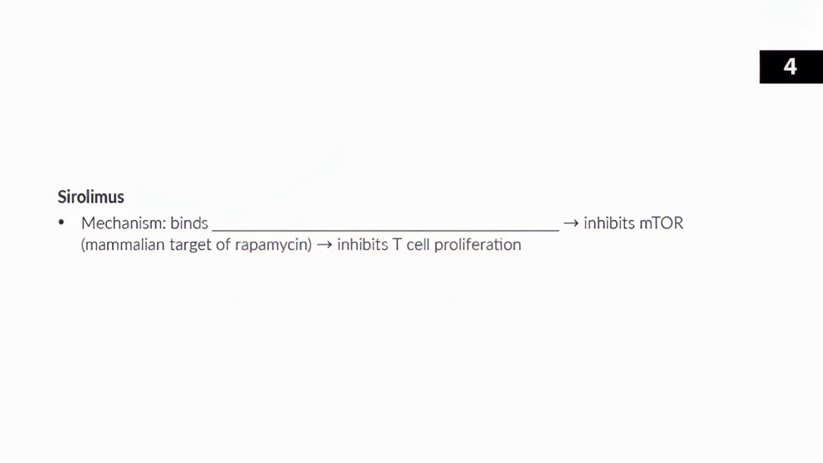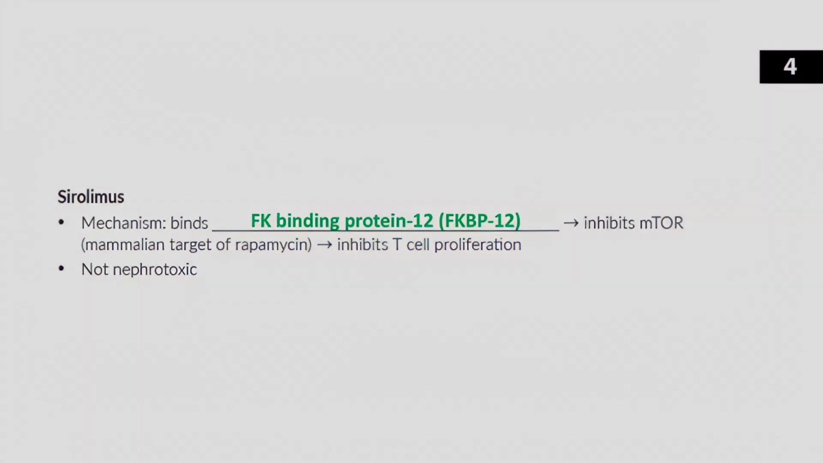Take a look at the study guide. Sirolimus binds to this intracellular protein called FKBP12, or FK binding protein 12, and that leads to inhibition of mTOR, which is the mammalian target of rapamycin. And ultimately, this leads to inhibition of T cell proliferation and response to IL-2. So instead of blocking the production of IL-2, sirolimus actually works on the T cells so that they can't respond to IL-2. And then for the side effects, the main thing to know is that sirolimus is not nephrotoxic.